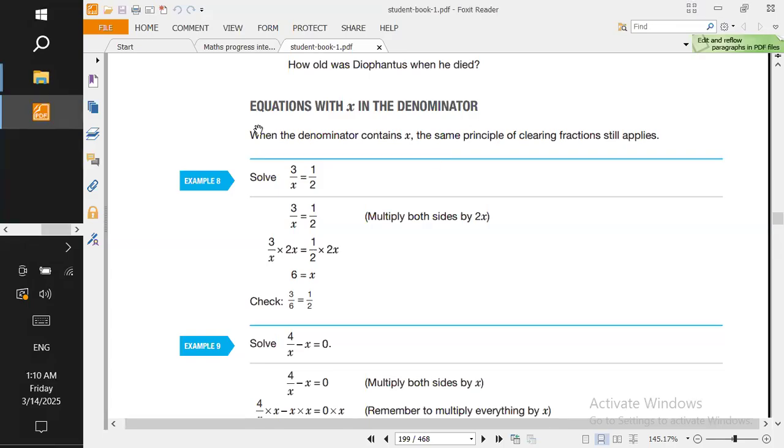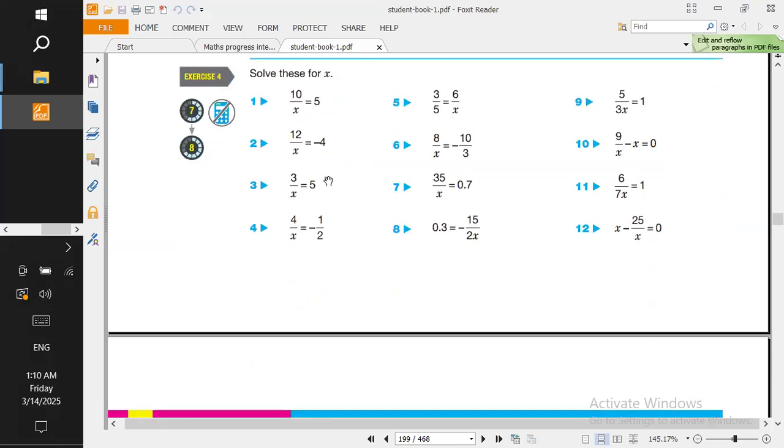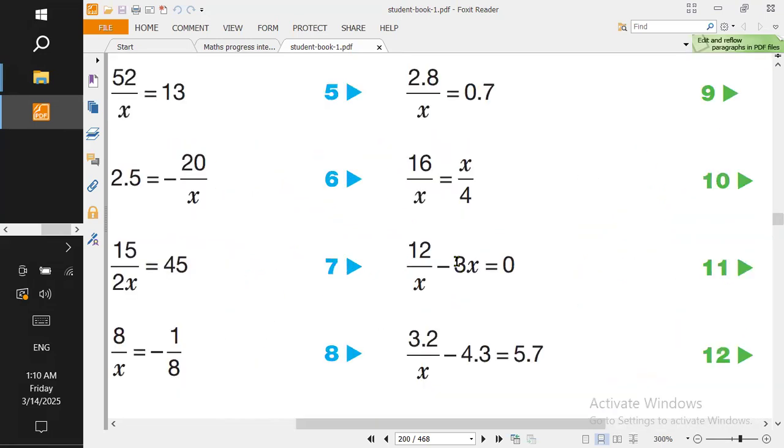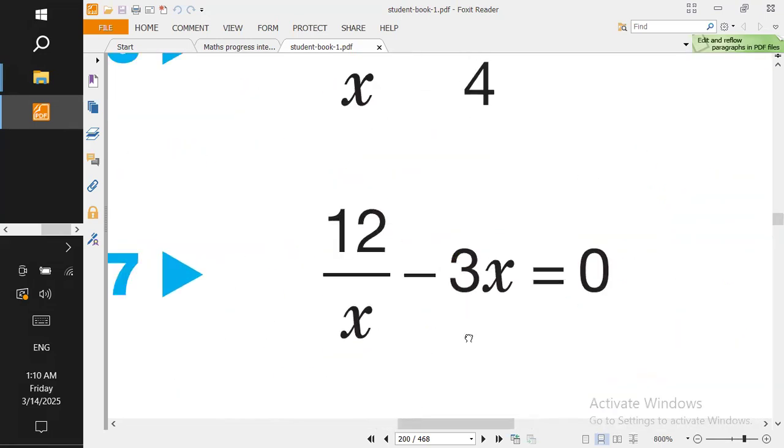In this video, we're going to talk about solving equations with x in the denominator. So here, let's take a look at some questions. Let's take a question that covers the whole thing and has many steps that we can use to solve, okay? Let's talk about this, for example, question 7. It's a good question.